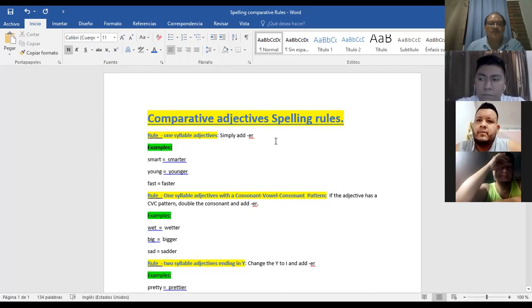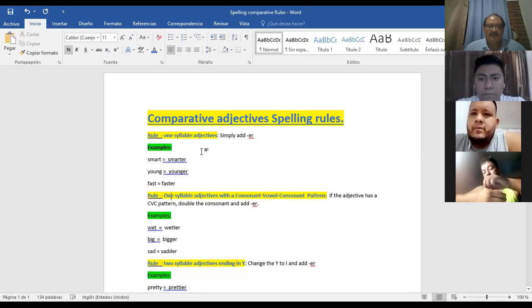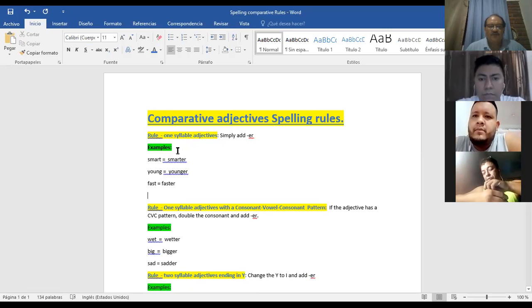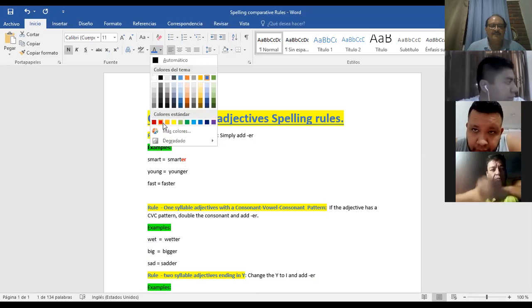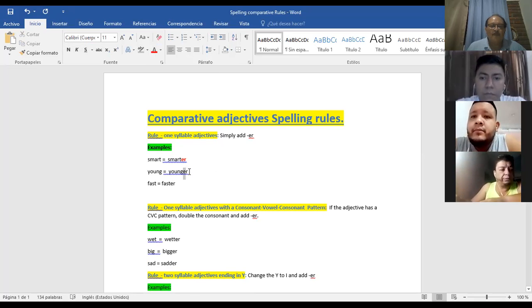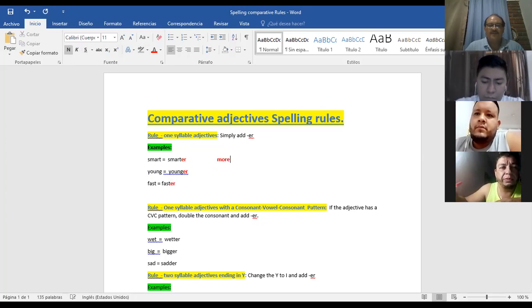Okay, we have rule one, one syllable adjectives. This is what I told you yesterday, right? That the majority, not all, of adjectives, you only have to add ER. This ER is the word more. This is obviously something that we don't use in Spanish, right? It doesn't exist. So we have the ER, and that's where you have, right? More. Smart, smarter, it means more. ER equals more.